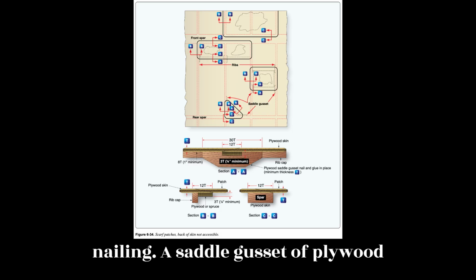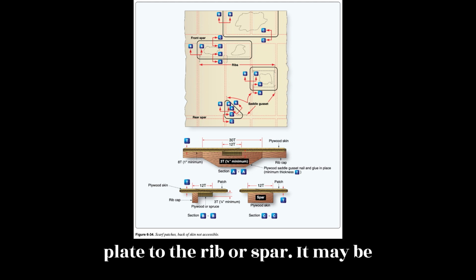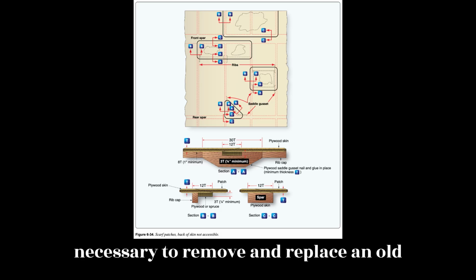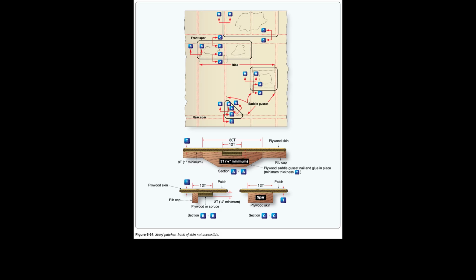A saddle gusset of plywood should support the end of the backing strip at all junctions between the backing strips and ribs or spars. If needed, nail and bond the new gusset plate to the rib or spar. It may be necessary to remove and replace an old gusset plate with a new saddle gusset, or nail a new gusset over the original.